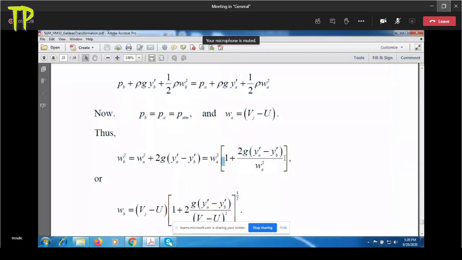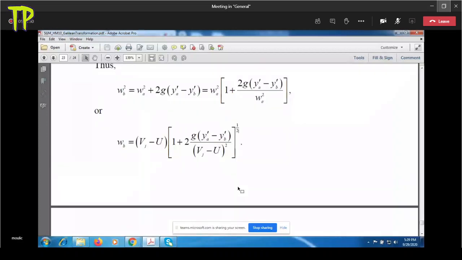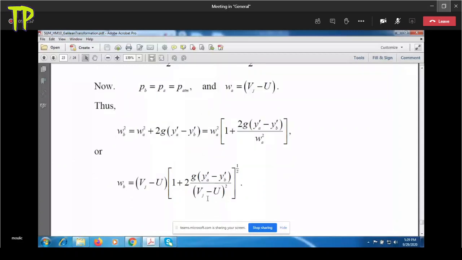Okay, so if I take the square root, then WB is WA, which is Vj minus U, times the square root of 1 plus 2 into g into this quantity, to the power half. Now, do we expect this number to be large or small, this quantity? Small, because YA prime minus YB prime is small. Yes, this will be pretty small.